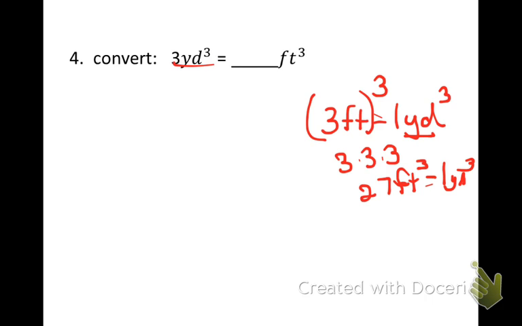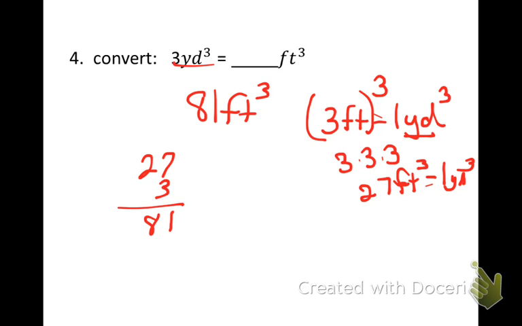But I don't have one of them, I have 3 of them. So I take 27 times 3, and I get 81. So my answer would be 81 feet cubed. So you do need to know how to do that.